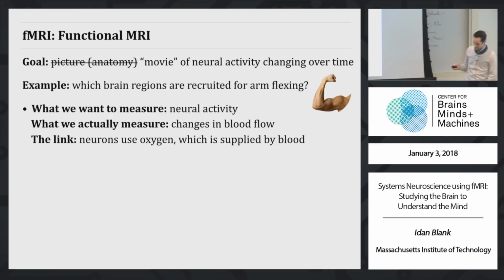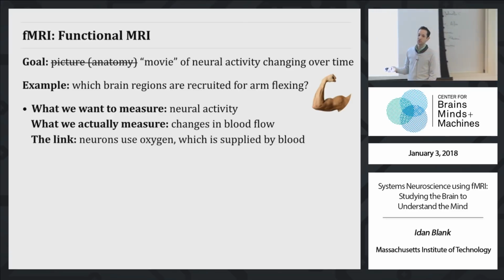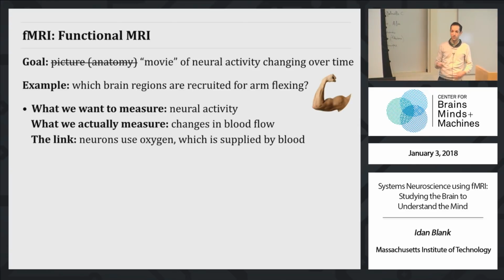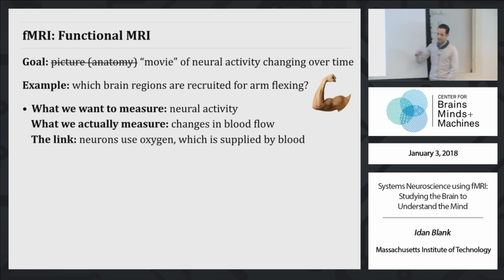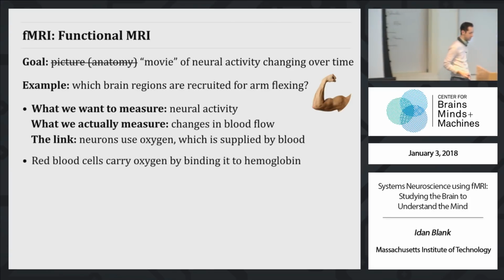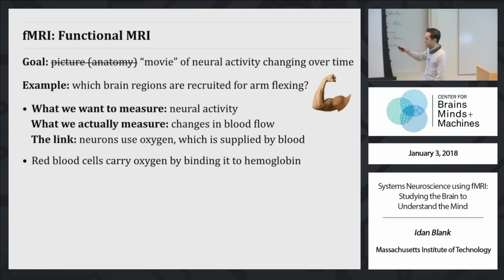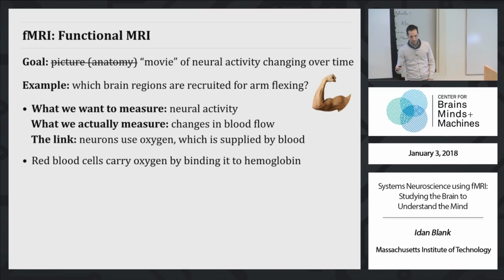And the basis of the link is that neurons use oxygen. Right? When neurons fire, when neurons work, they use oxygen. Now, they don't have an internal supply of oxygen. They need to get it from somewhere. They get it from the blood. They get it from red blood cells. So the red blood cells deliver oxygen, and they bind it to hemoglobin.